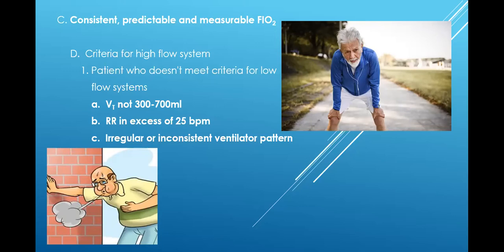okay, or her. So the reason why we want to give a high flow device is because we can guarantee the FiO2. Whether you breathe 1 time a minute or 1,000,000 times a minute, you will get a definite FiO2, okay? So the people who qualify for the high flow system are the ones that don't qualify for the low flow system, okay? If you're sitting around looking like this man here, or like this man right here, you don't need a cannula, you need a high flow system.